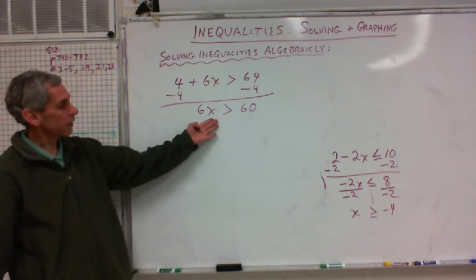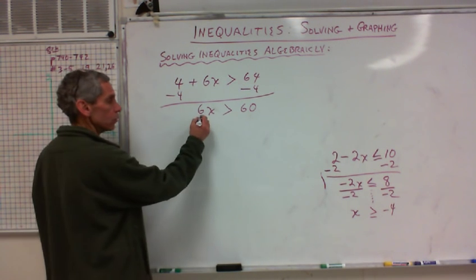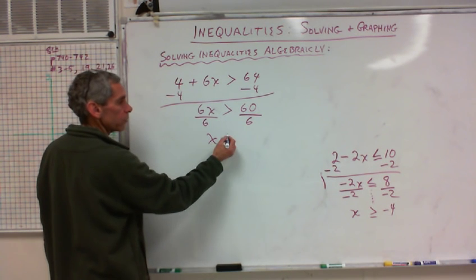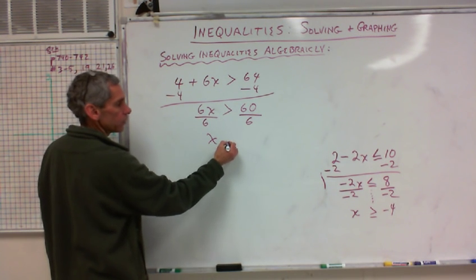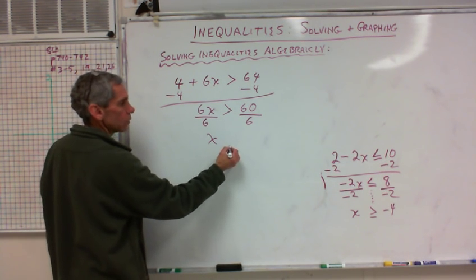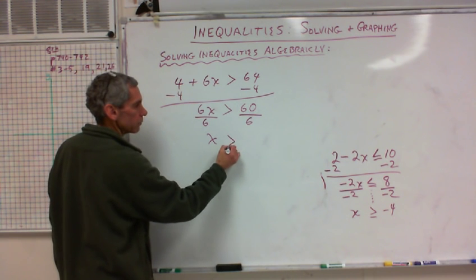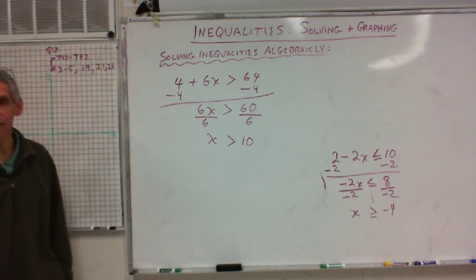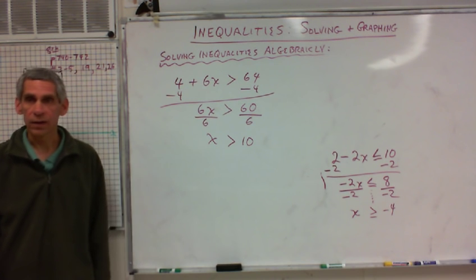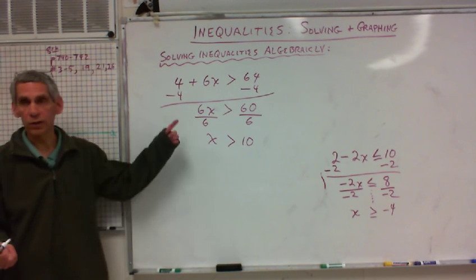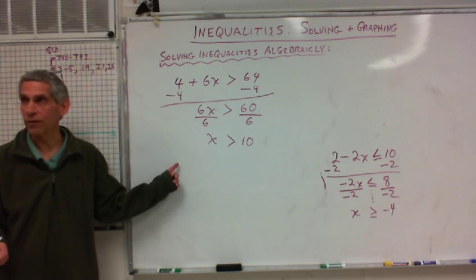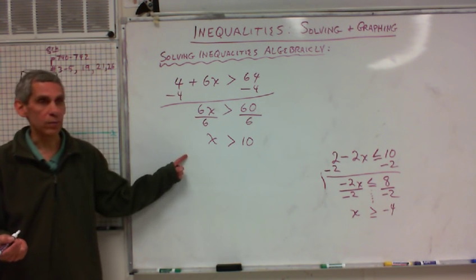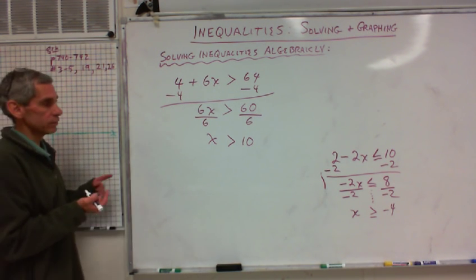Okay. So 6x is greater than 60. What do I do? Divide by 6. Do I flip the sign? No. It's not a negative. Oh, you're right. It's not a negative. So the sign stays the same. X is greater than 10. Oh, that's pretty easy. All right. Now, while we do these, I'm actually going to show you the graphing part too. Make sure you've written this down because now we're going to graph it.